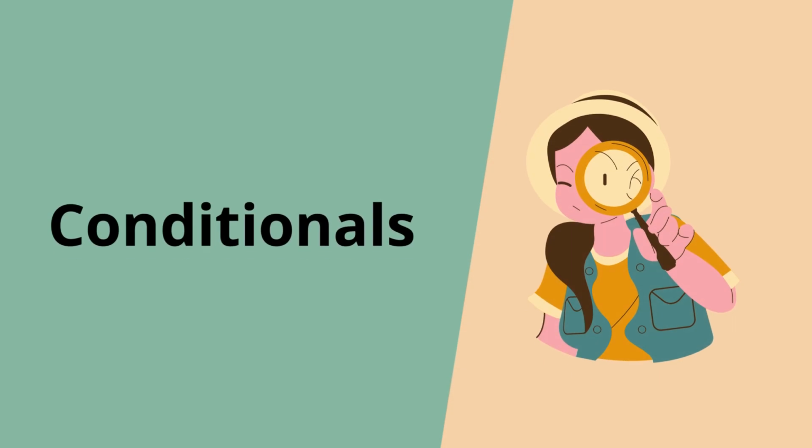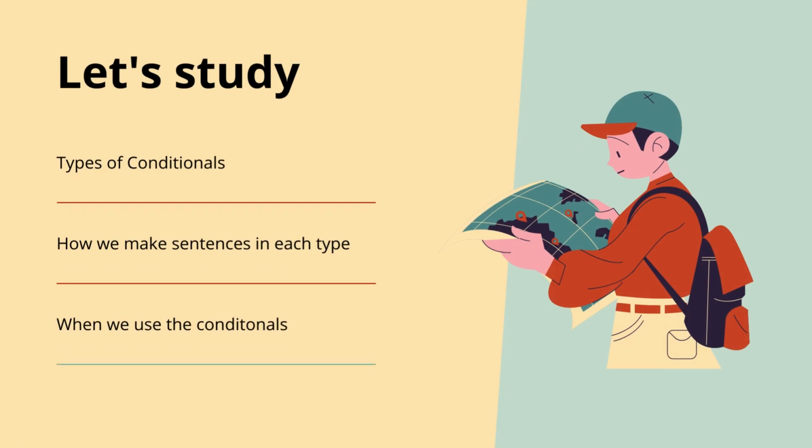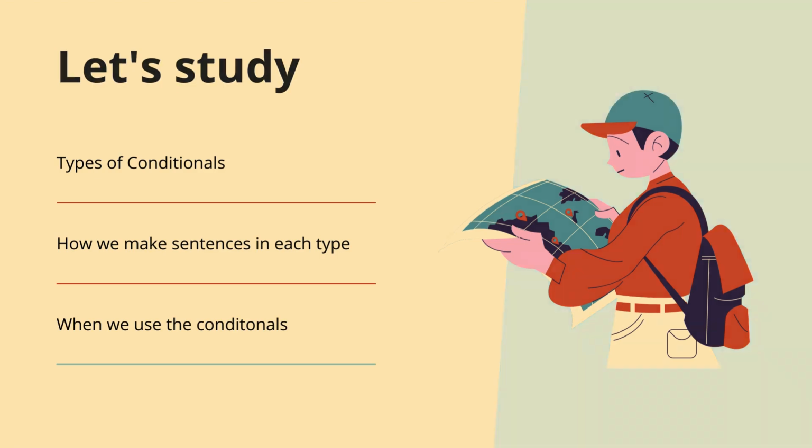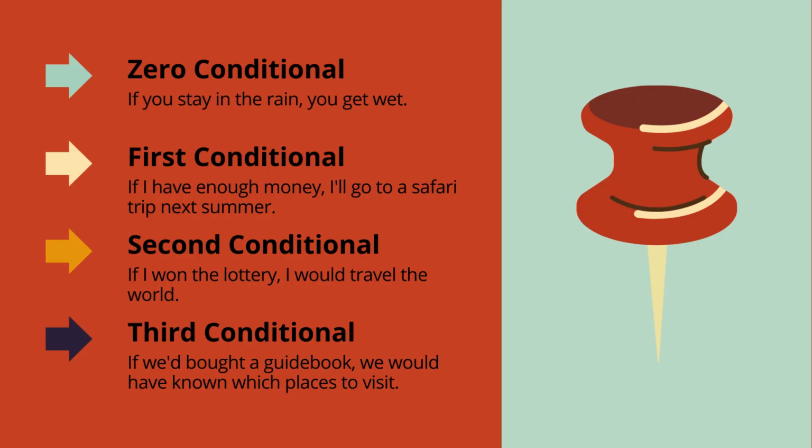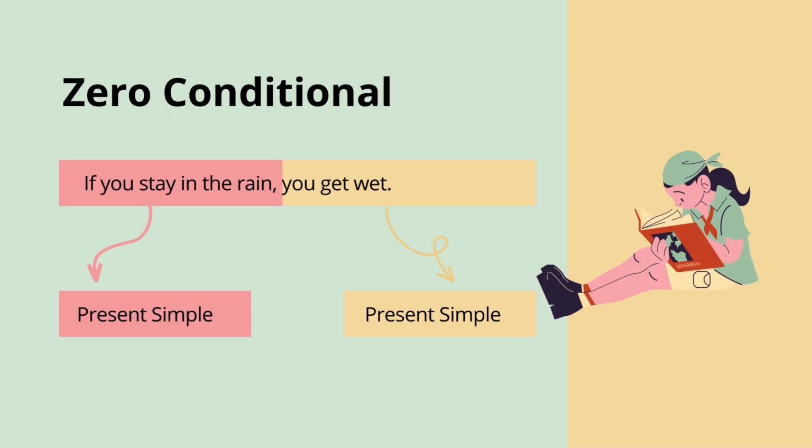So in this video, I'll talk about conditionals, how many sentences we have, what kind of conditionals we have. So let's begin. We'll study the types of conditionals, how we make such sentences, what each type is, and how we use the conditionals. Talking about four types, we have zero conditional, first conditional, second conditional, and third conditional. So let's begin, and you people will understand.